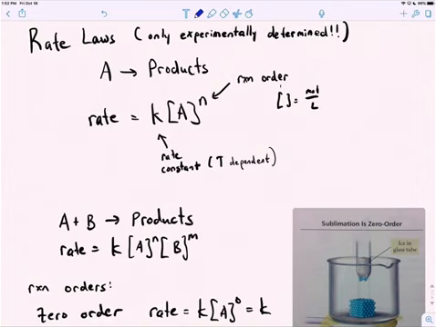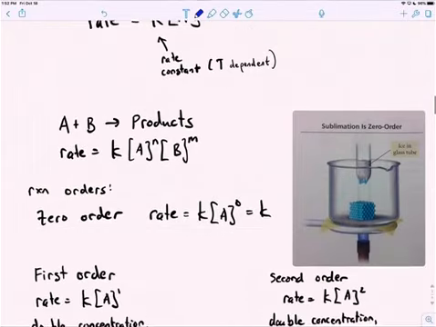And so our rate law, we have reactant A going to products. And then the rate of this reaction, we have reactant A. This rate is equal to some rate constant, which turns out to be temperature dependent, times the concentration of A raised to some power. And that power that the concentration of A is raised to is known as the reaction order.